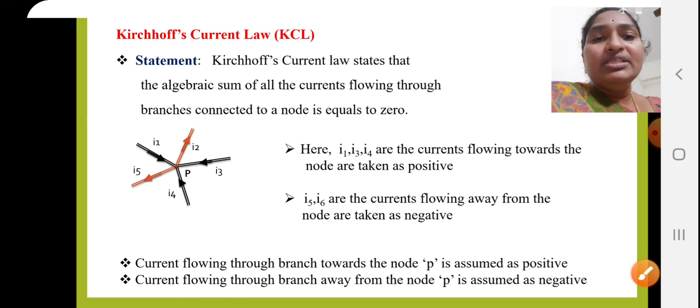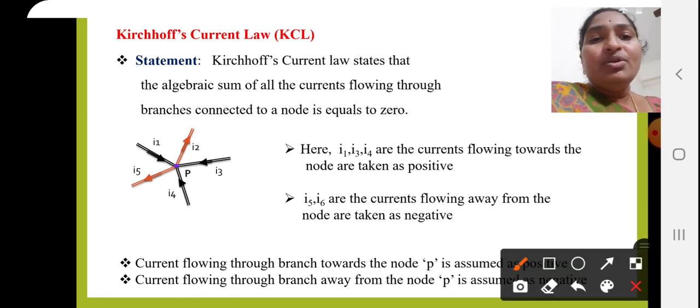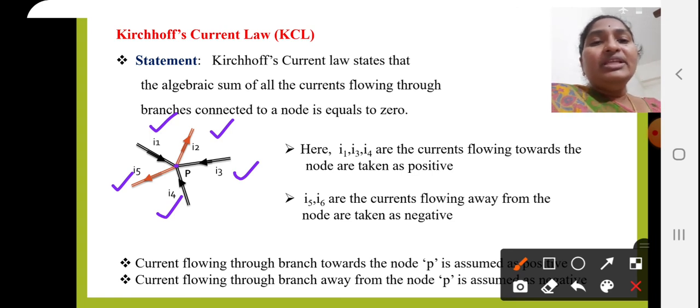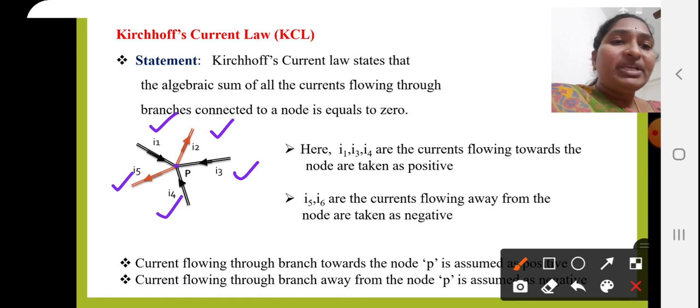Here you can see this is a node in a network to which all 5 branches are connected. That is I1, I2, I3, I4, I5. These are the 5 branches, and I1, I2, I3, I4, I5 are the currents flowing through their respective branches. While applying Kirchhoff's current law at any particular node, you can see all the red arrow marked currents are flowing away from the node, and I1, I3, I4 are the currents flowing towards the node. Some of the currents are coming towards the node and some are flowing away from the node.